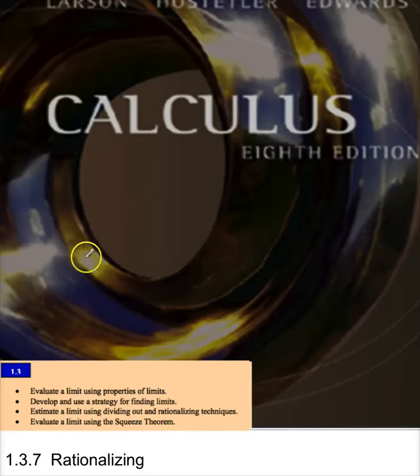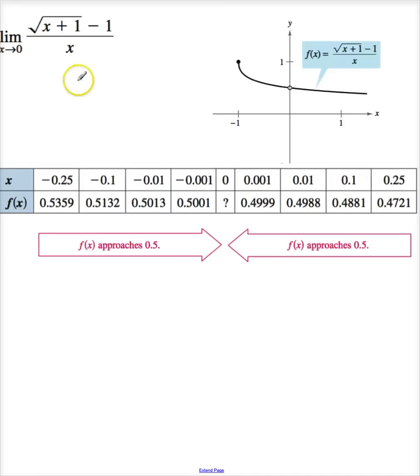Let's talk about rationalizing. Suppose you're given a function like the square root of x plus 1 minus 1 divided by x. If it has a radical in it, chances are really good you're going to need to use some sort of rationalization. Now, the first thing you want to do is check, is this 0 over 0? Well, if I just plug in, I get the square root of 1, which is 1, minus 1, over 0, which is 0 over 0. So indeed, I can't do that.